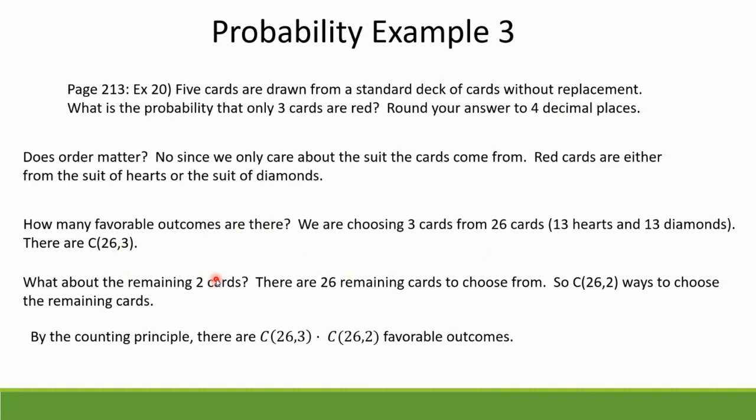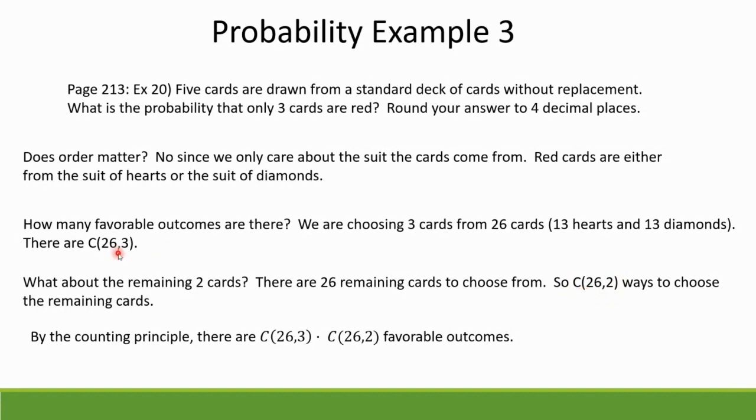Those 2 remaining cards can't be red. They have to be from the suit of clubs or spades, so there are 26 other cards they can come from. Excuse me, I misspoke. For the remaining 2 cards, there are 26 remaining cards these 2 can come from. And again, repetition doesn't matter and order doesn't matter, so we have this. This is how we handle the last 2 cards.